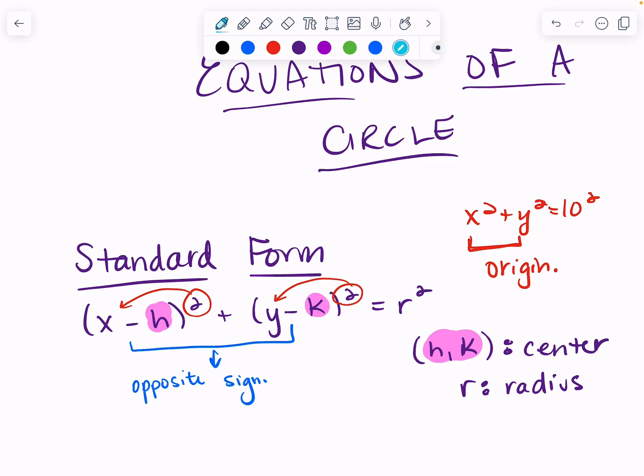And then the last thing to make note of is that this R value right here is the radius. So once you know the center, you can kind of count your way to the end of the circle and know your radius of that circle as well. Sometimes that's written as R squared, and sometimes that's written as a number. So you would have to take the square root if it was written as just a number.